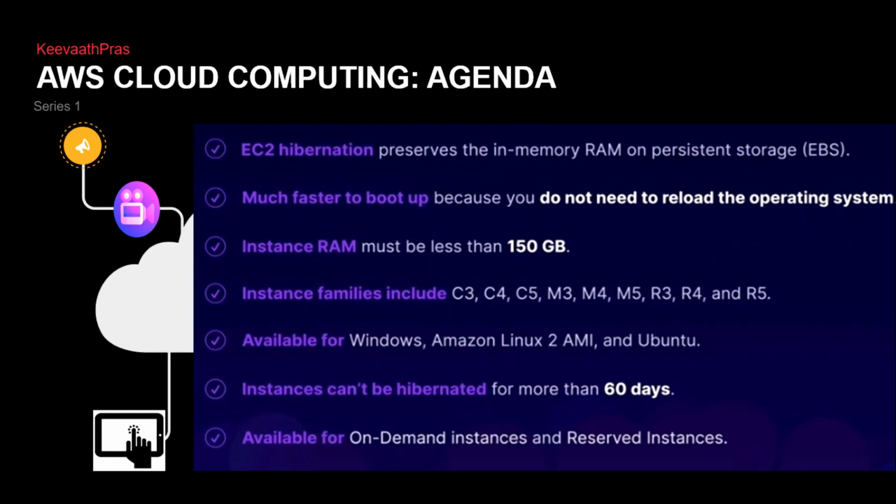All right. So the hibernation preserves the in-RAM state, which is much faster. It must be less than 150 GB, because the more and more it is, the more it is going to hang up. Okay, and there are some instance types which are supported, and you can actually use it in Linux, Windows, Amazon Linux, Ubuntu and stuff of that nature.